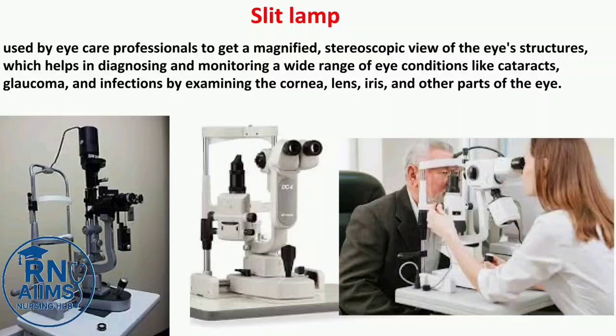Slit lamp. Used by eye care professionals to get a magnified, stereoscopic view of the eye's structures, which helps in diagnosing and monitoring a wide range of eye conditions like cataracts, glaucoma, and infections by examining the cornea, lens, iris, and other parts of the eye.